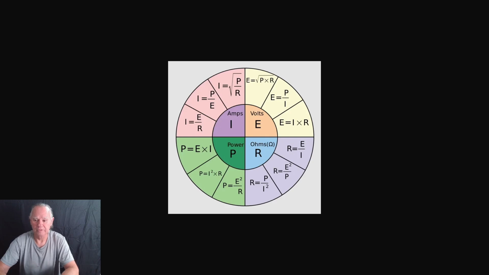If you look, you'll see I, E, P, and R, which is amps, volts, power, and resistance. And that's the thing that you're looking for. And outside of that, it shows the formula for solving that if you know two other components. So you have to know two of the components in order to find the results.